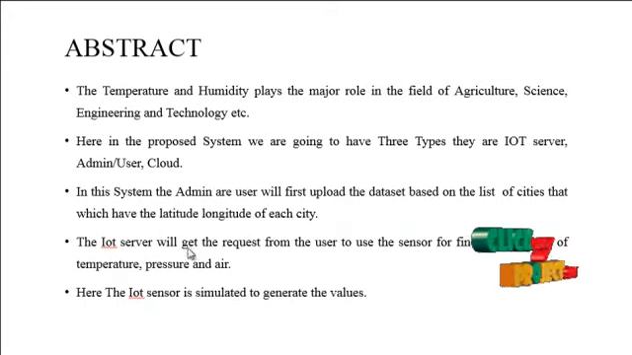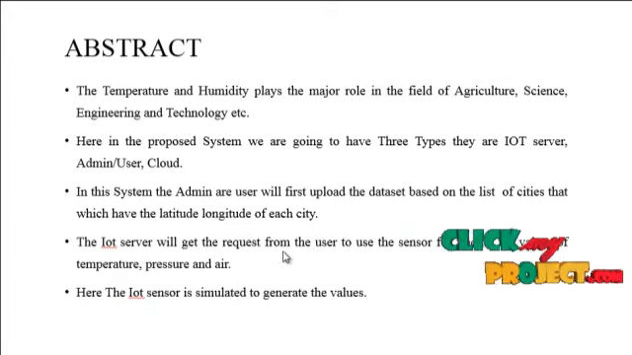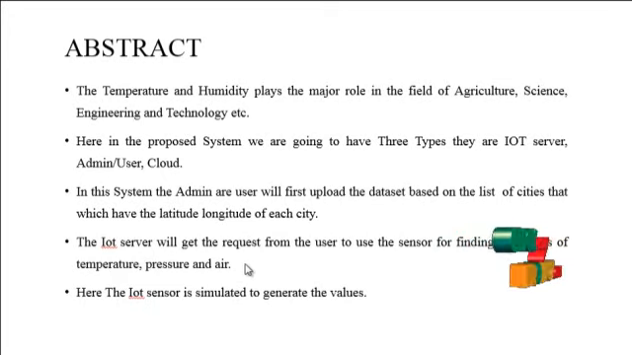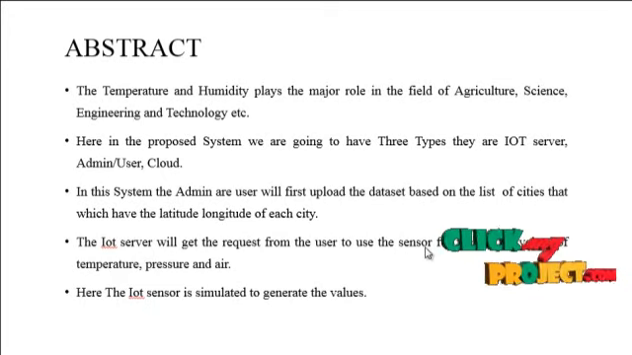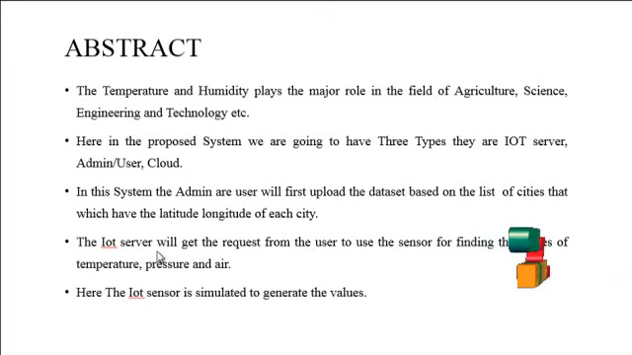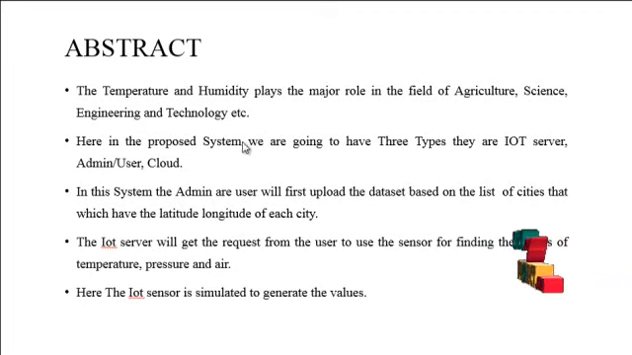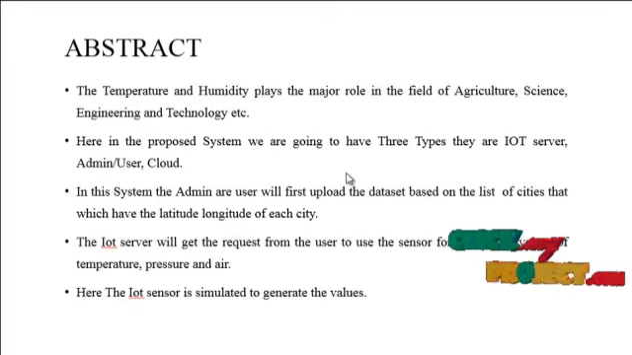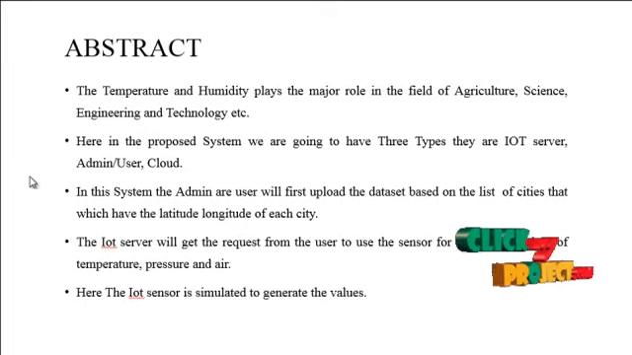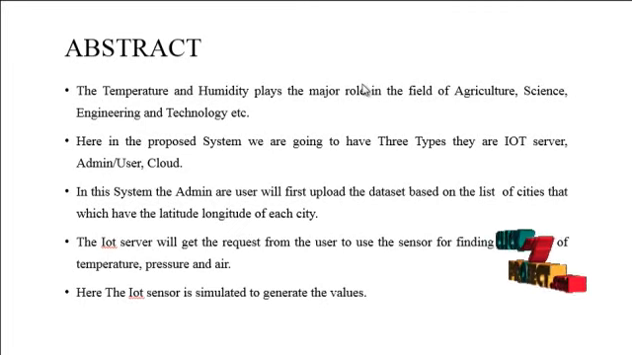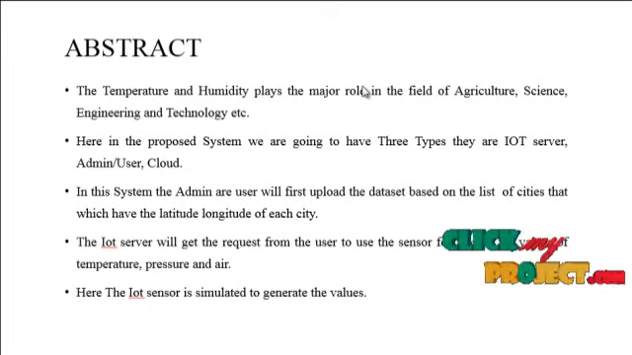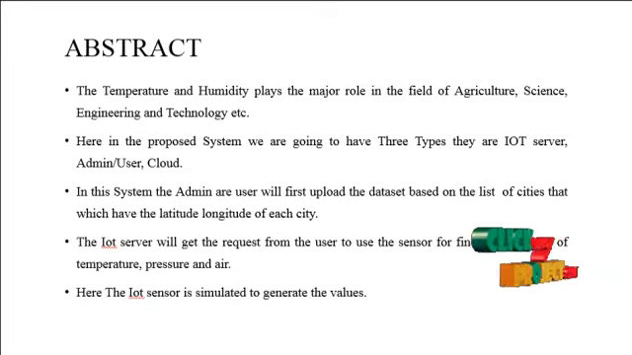The IoT server will get the request from the user to use the sensor for finding the values of temperature and pressure here. This process is a simulation process. We have just simulated the sensor values for the list of cities that we got as the request. Here the IoT sensor is simulated to generate the sensor values. After generating the sensor values, they are sent to the user so that they can easily know the humidity and temperature values from the cloud.